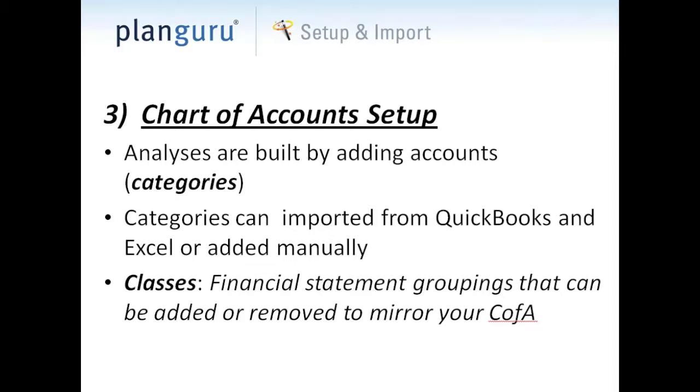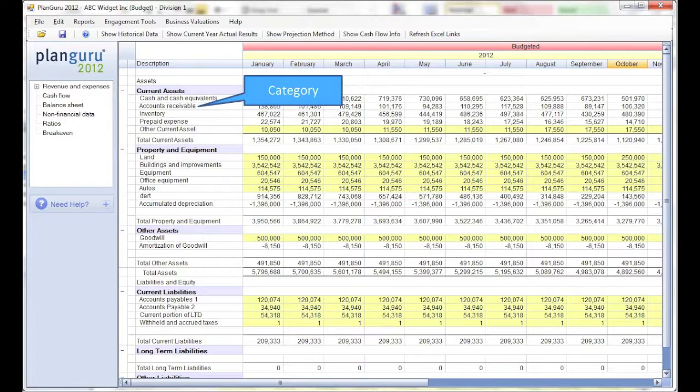Before we go any further, let's address some terminology. Category is the first term I'd like to address. In Plan Guru, a category is a discrete row on your budgeted financial statements. Depending on how you set up your analysis, it could be a single account or a group of your source data accounts combined into one budgeted row.